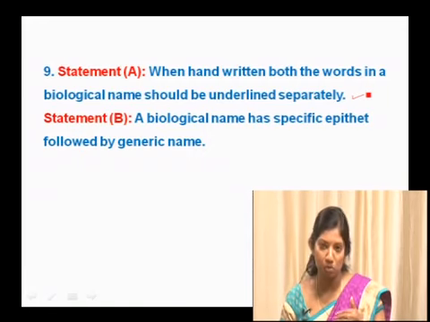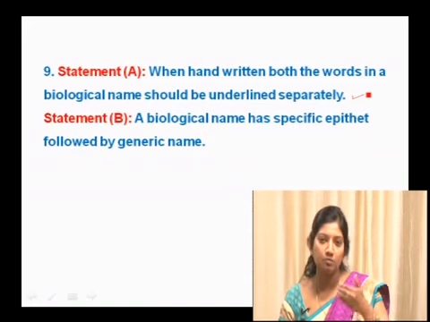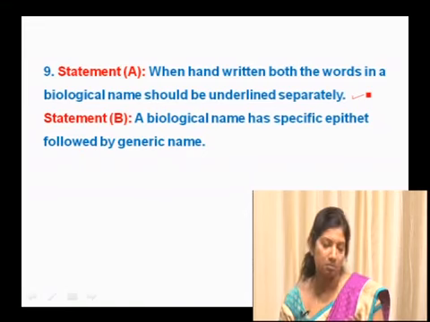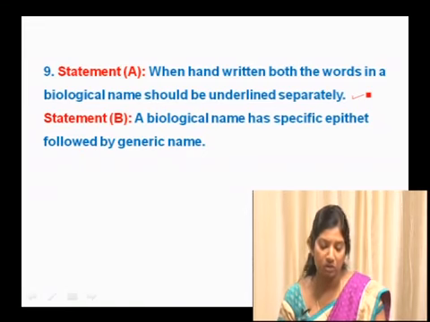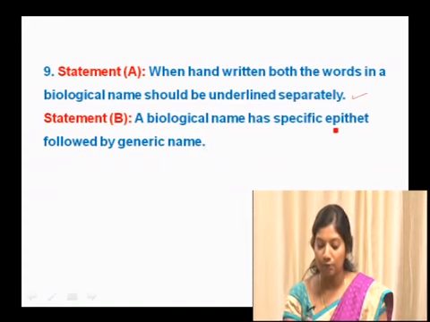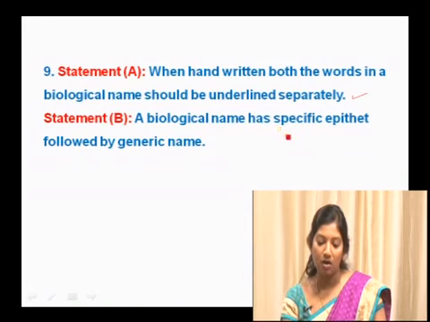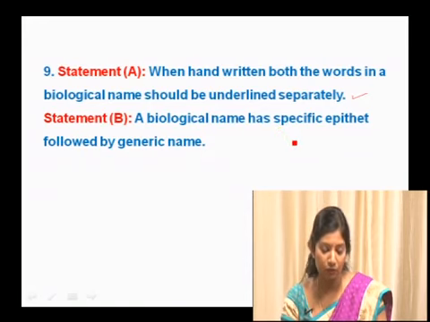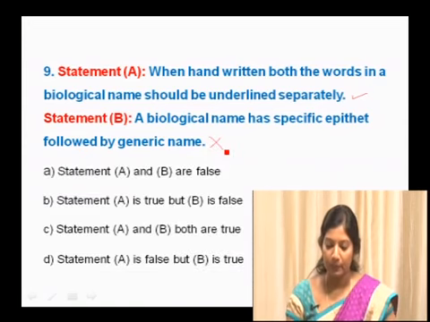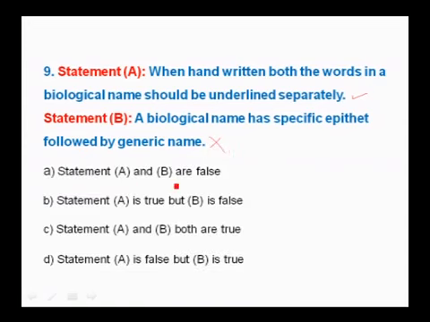These are a few rules. Apart from that, the names have to be taken from Latin or the existing names have to be Latinized. Then when you are typing it, it should be in italics. These are some of the rules of binomial nomenclature. Here, if you see the second option, a biological name has a specific epithet followed by the generic name. That is, according to the statement, the species name comes first followed by the generic name. So, that is a wrong option. Statements A and B are false. Both are false. This is wrong.